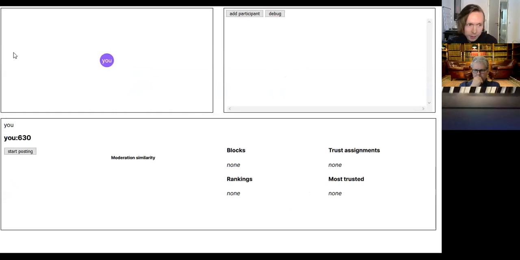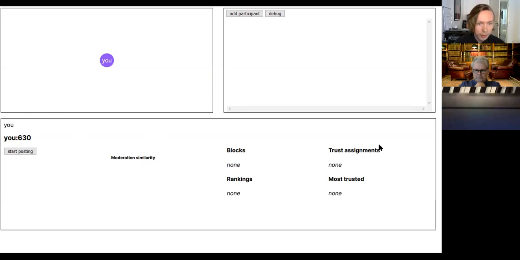And this is basically the node. And this thing here is the trust graph. At the moment, the chat system is just this node called you, so it's very empty. To the right here, we'll have the chat log, but since there's no one talking, it's empty.